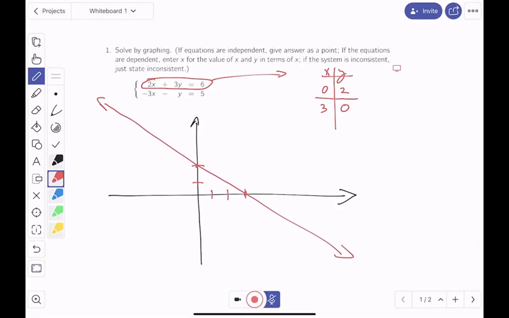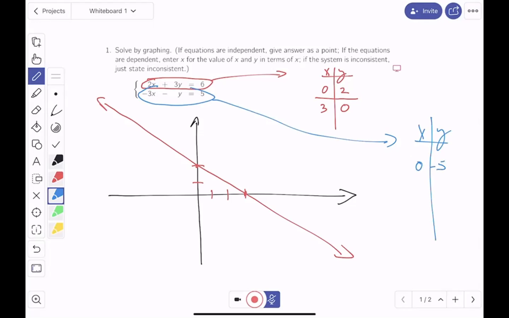Let's do the next one. And again, looking at it, I'll take this one, I'll do it in blue. And I'll put this table over here. And let's take a look at that. I'm going to say x to be 0 and y to be -5. All right, let me see. 1, 2, 3, 4, 5. Over here somewhere, okay?